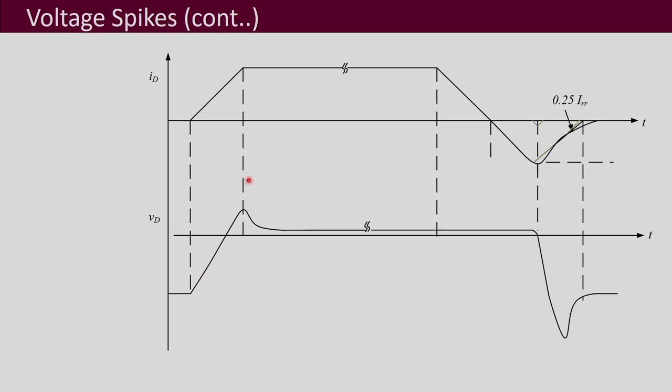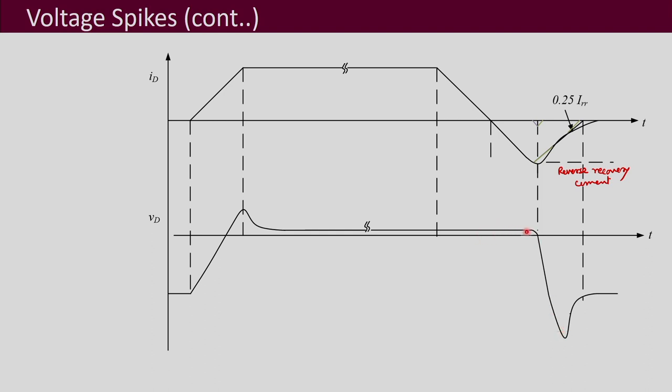We had seen this turn on characteristics and then the turn off. At that time I had told you it is the turn off which is more of a problem than the turn on. At turn off of the diode, you have this reverse recovery current. When this reverse recovery current reaches almost its peak value, that is the time when the voltage starts to build up across the diode.